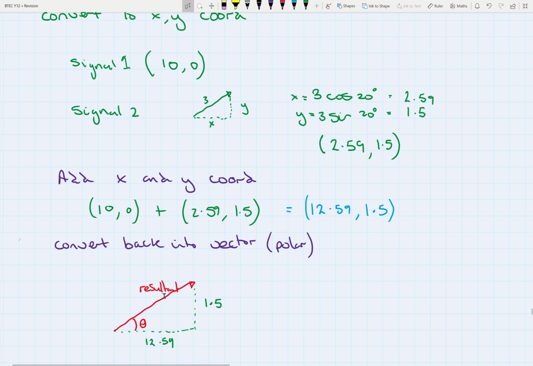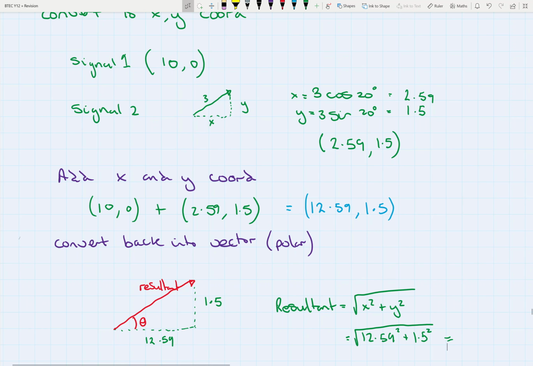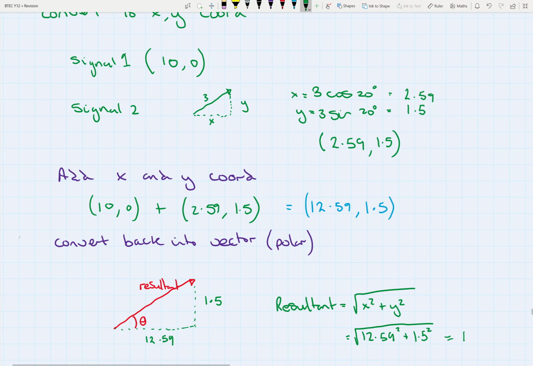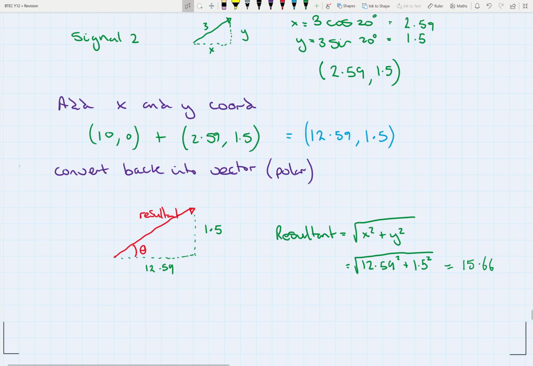Okay, so I've just drawn a little picture of what information we've got and what we're looking to find out, so it relates back to the original. We need to do a little bit of Pythagoras to work out that resultant. Okay, so we've worked it out there. So the resultant is 15.66. Okay, so we just need to work out the angle. You can use tan for that. So let me write that. It gives me 6.79 degrees. So there we've worked it out.